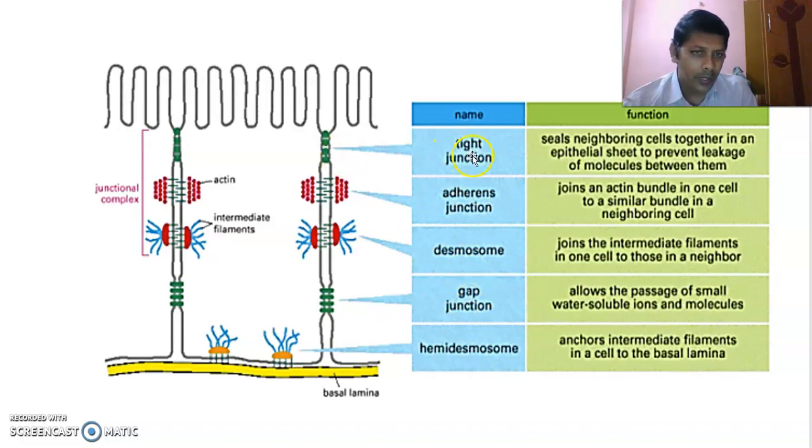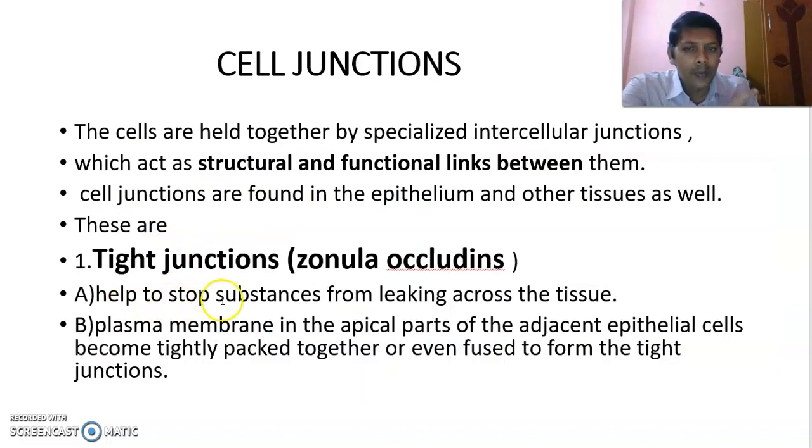First we are talking about tight junctions. They seal the neighboring cells in an epithelial sheet to prevent leakage of molecules between them. Generally they are present in the apical part of the cell. They help to stop substances from leaking across the tissue. This is the plasma membrane, that means cell membrane, in the apical parts of the adjacent cells.